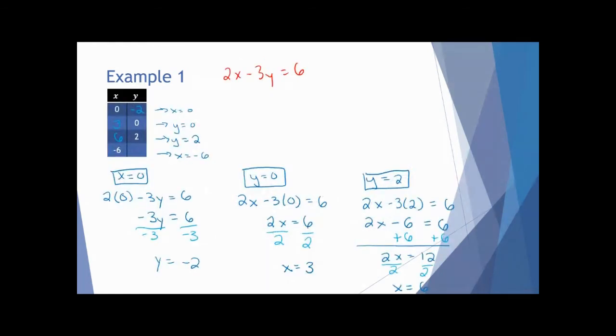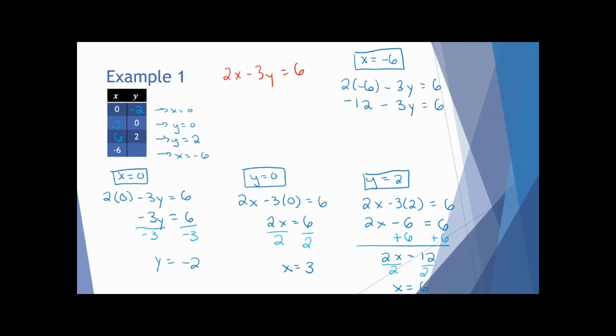And now the last row we have x is equal to negative 6. I'm going to just put this up here. So now we're plugging in negative 6 for x. So that's going to be 2 times negative 6 minus 3y equals 6. So I have to do my multiplication. 2 times negative 6 is negative 12. So I have negative 12 minus 3y equals 6.